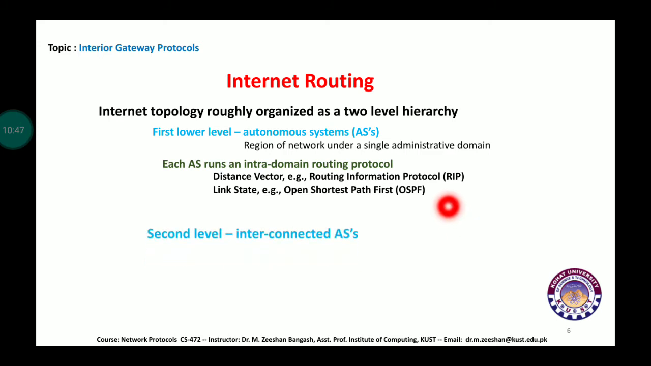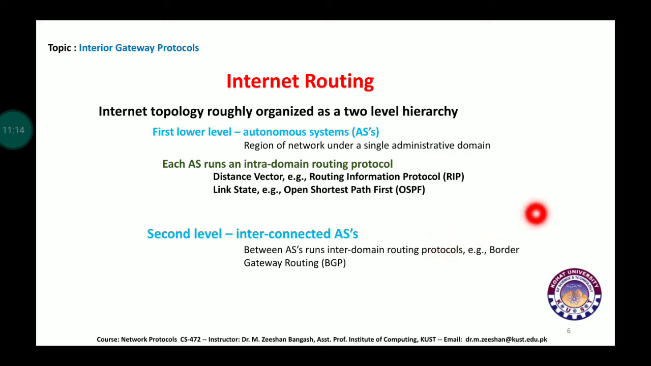Now, the second level after the autonomous systems, which is the first level, is the interconnected autonomous systems. Between the different domains or autonomous systems, there are different protocols that integrate them. One of the protocols for inter-domain or inter-autonomous system coordination for routing purposes is basically BGP, the Border Gateway Protocol. This BGP protocol will also be discussed in the upcoming slides and sessions on routing protocols.